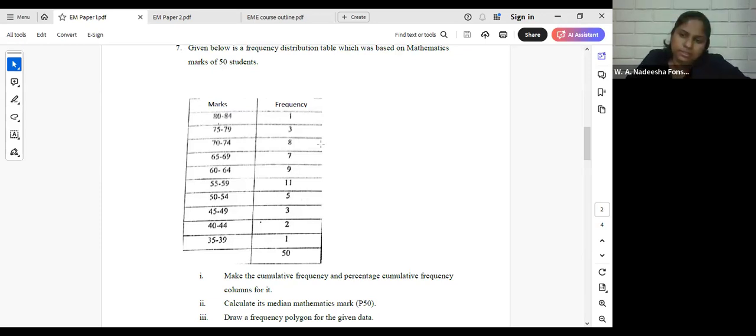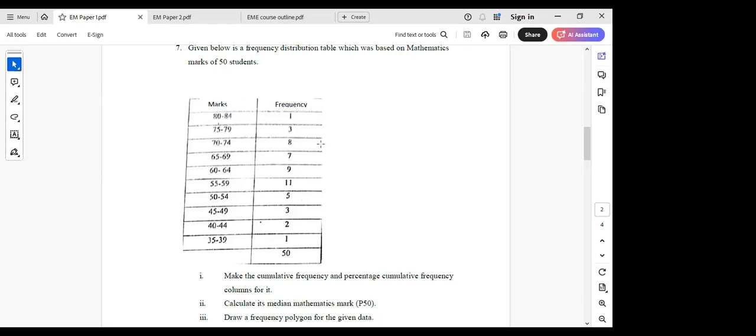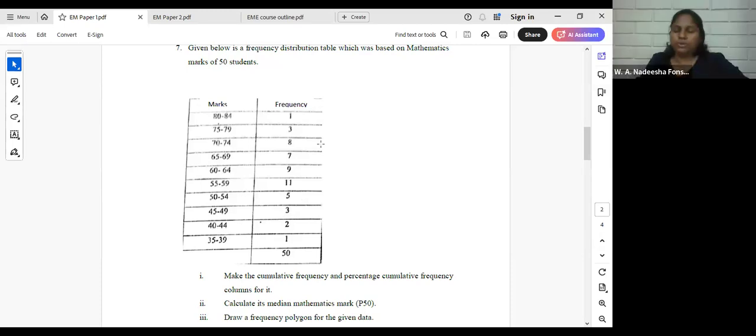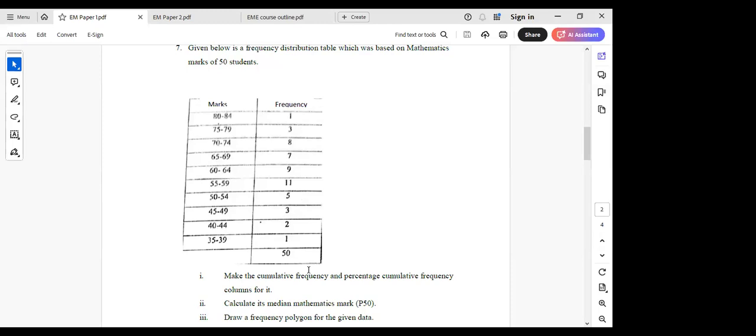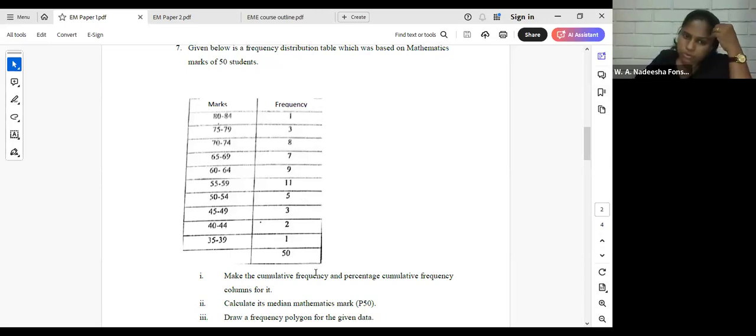Real limits? No, no need to go for limits here. Mid value? No need to go for mid value. They asked to make the cumulative frequency. It means here the frequency column is there. Then you have to add another column like CF or cumulative frequency.